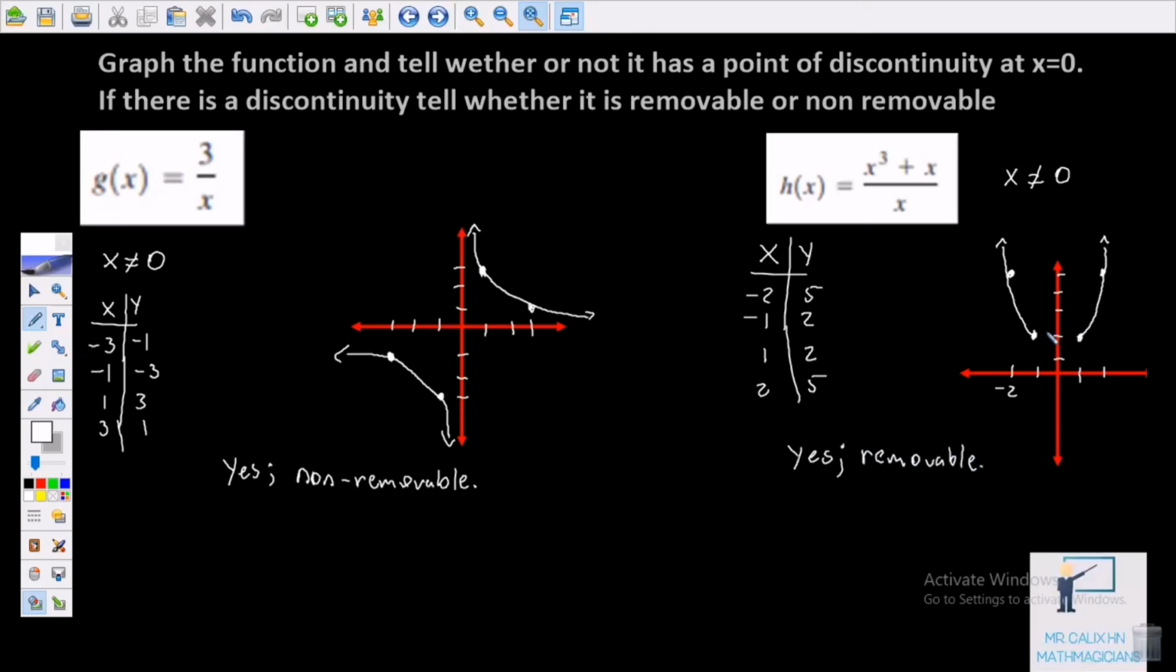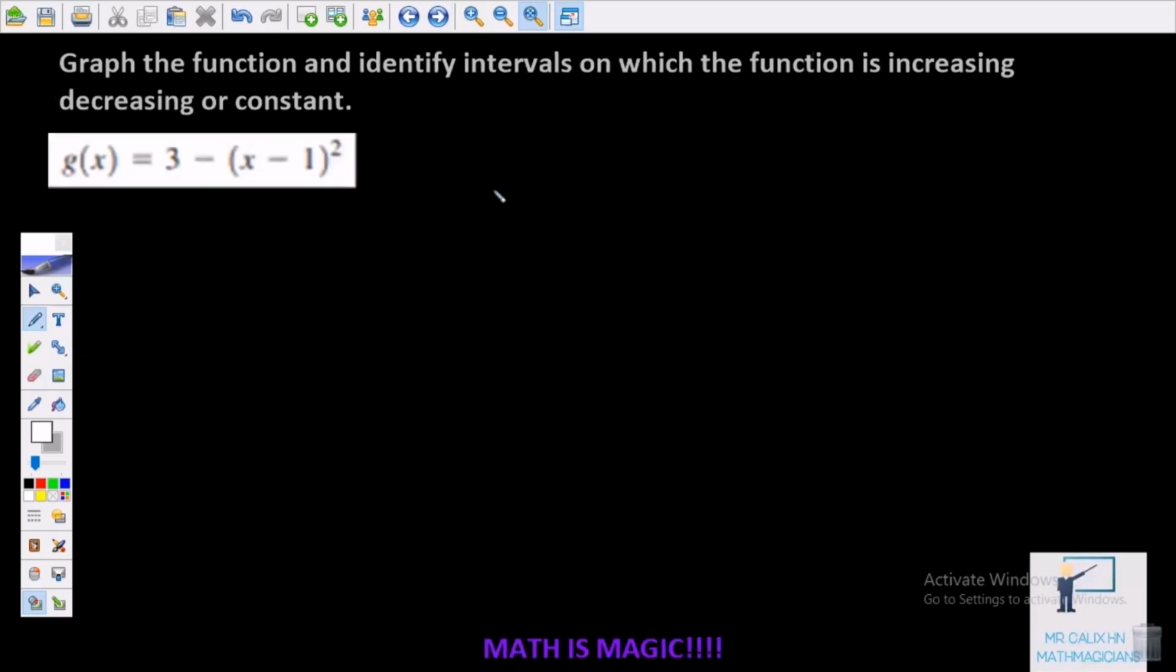Okay, how do we know that it's removable? It's like if you remove this part of the graph just to continue in the other side. Okay, with that, we're going to continue with the next type of exercise. He says, graph the function and identify the intervals on which the function is increasing, decreasing, or constant. Okay, so we need to find if it's increasing, decreasing, or constant once we have our graph.